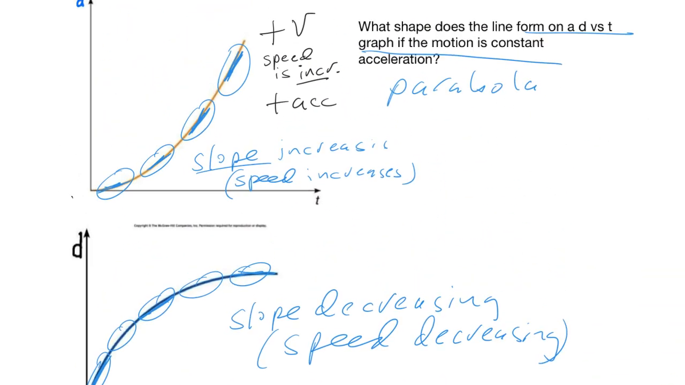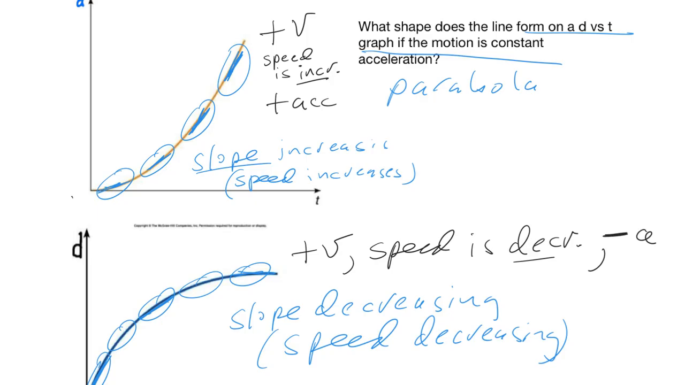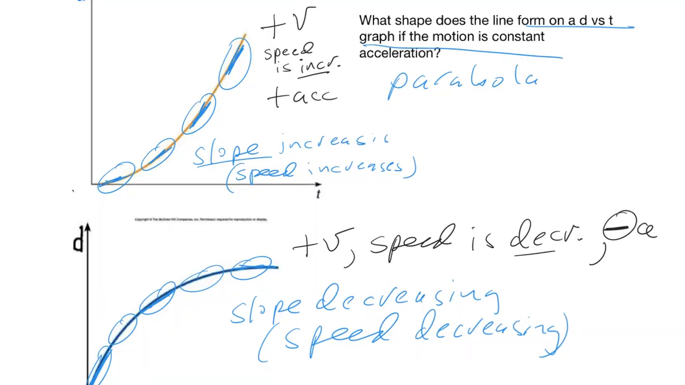Okay, in this case, we have positive velocity because it's still uphill. The speed or the slope is decreasing. And so, since the speed's decreasing, the velocity and the acceleration have to have opposite signs. Okay?